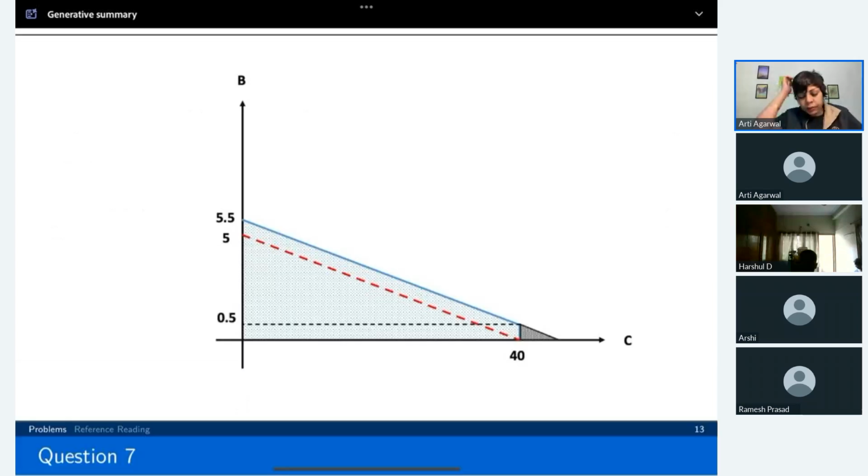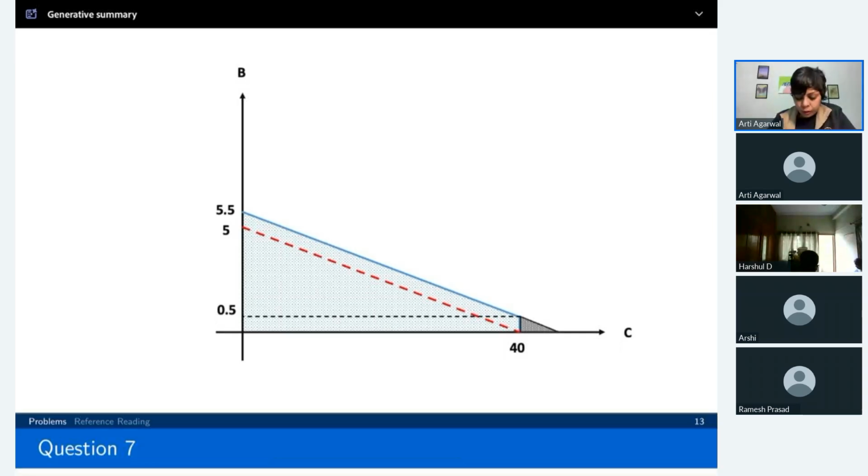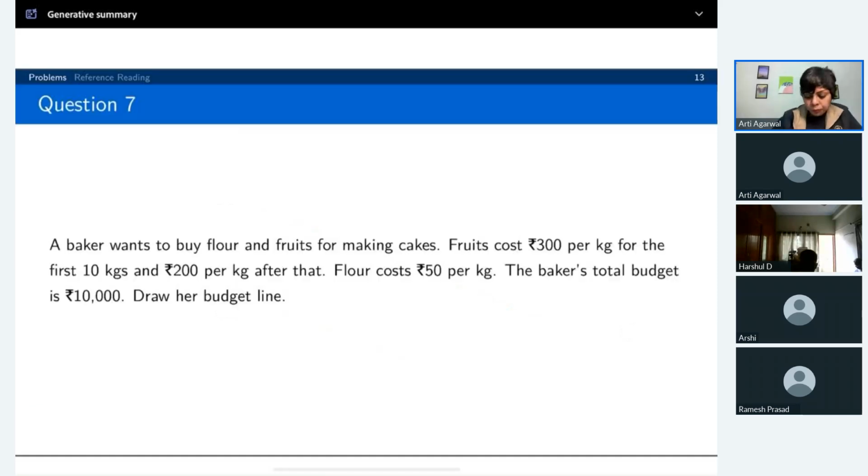Okay, now let's go back to our question. So this is the diagram, the same diagram which I just drew. This is, I think, looking a little neater, but I think I drew it properly also. Okay, next we go to a different kind of budget equation. And I'll let you read the question and I'll mute myself.